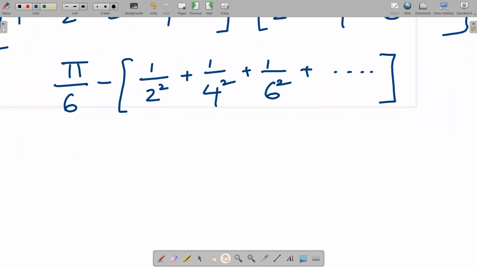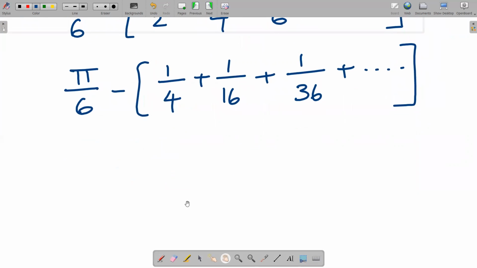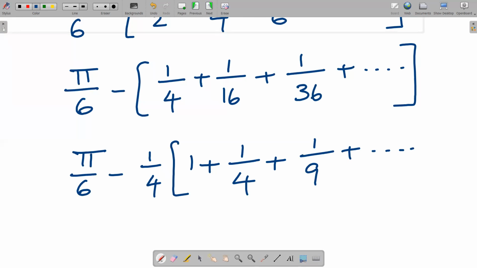Okay, you can see how the calculation changes. Pi by 6 minus, you know, 1 by 2 square, you can write it as 1 by 4. 1 by 4 square, write it as 1 by 16. 1 by 6 square, you write it as 1 by 36 plus etc. Now in the next step, what I'm going to do here is pi by 6 minus, I'm going to pull out 1 by 4, the common factor. So that is nothing but 1 plus 1 by 4 plus 1 by 9 plus like that it goes.